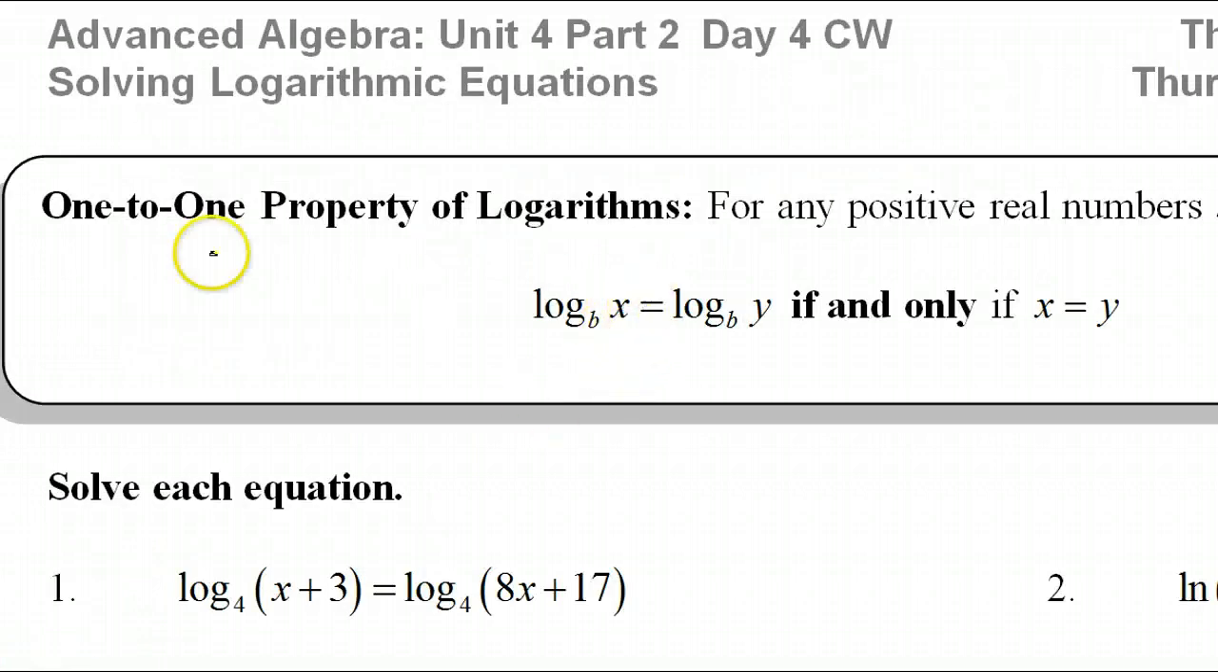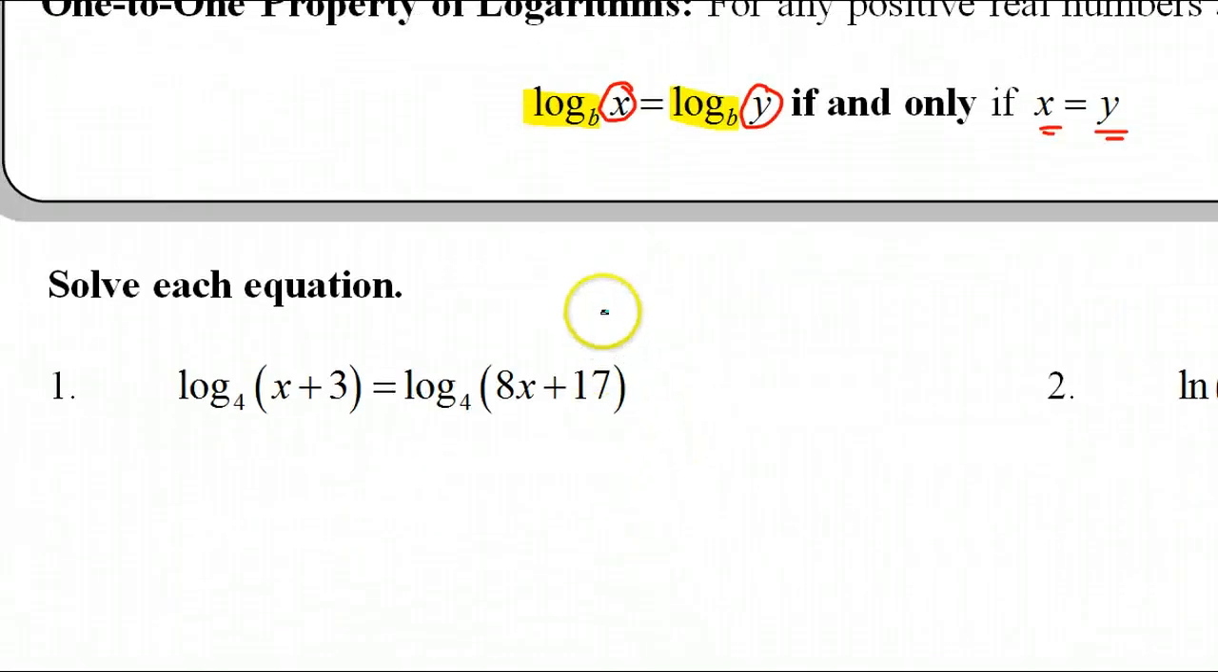For the first few problems, we're going to be using the one-to-one property of logarithms, and the phrase easy peasy lemon squeezy comes to mind. If the logs are the same, we have log base b, log base b. If that part is the same, then the other part must be the same. X must equal y. That's the one-to-one property of logarithms.